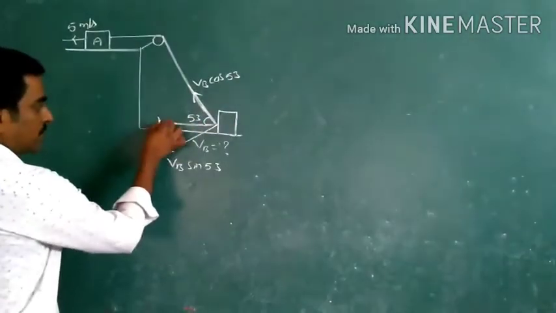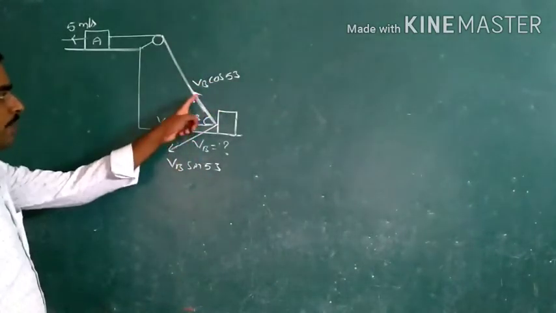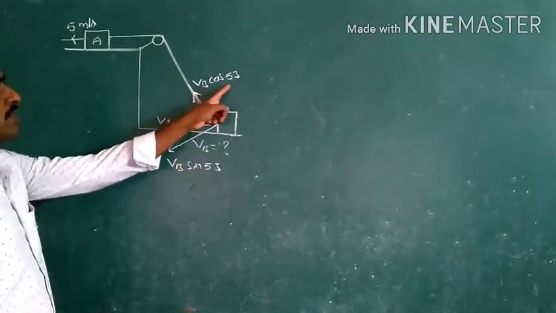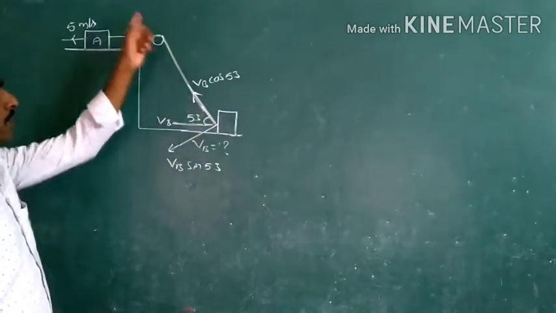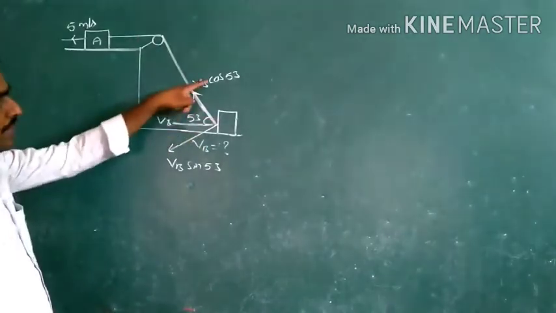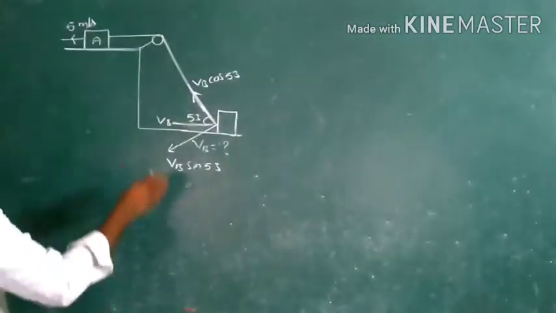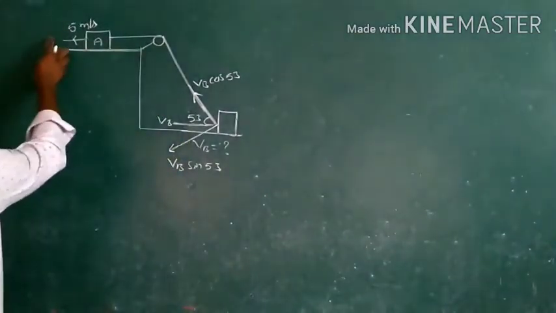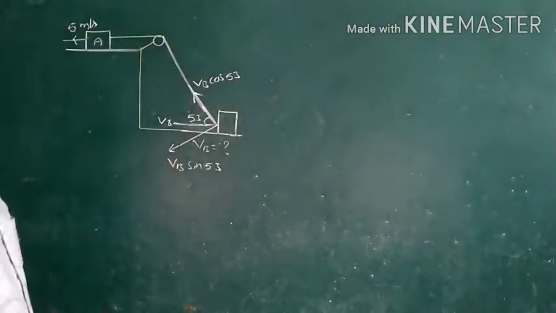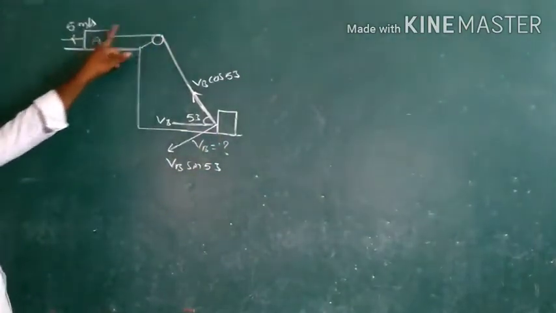This velocity vB moves along this direction only. This vB can resolve into two components. One is vB cos 53 along the horizontal, along the line joining, and one more perpendicular to that component. These are the two rectangular components. According to our definition, the velocities along the line joining between the two points are equal.